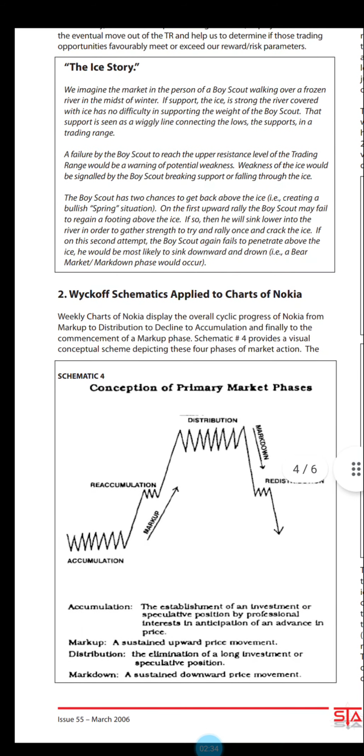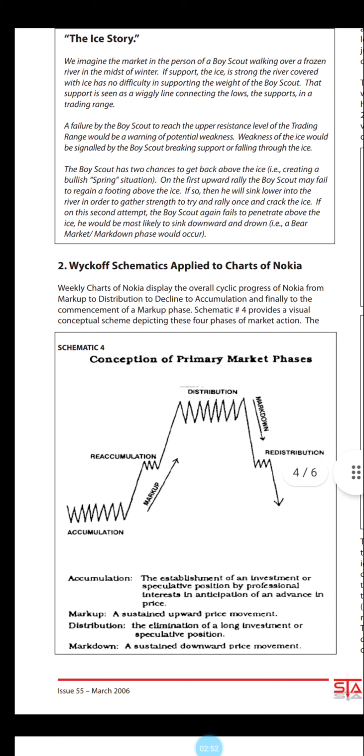The ice story. I love these. So the ice story. We imagine the market in the person of a Boy Scout walking over a frozen river. In the midst of winter, if the ice is strong, the river covered with ice has no difficulty in supporting the weight of the Boy Scout. That support is seen as a wiggly line connecting the lows, the supports, in the trading range. A failure by the Boy Scout to reach the upper resistance level of the trading range would be a warning of potential weakness. Weakness of the ice would be signaled by the Boy Scout breaking support or falling through the ice.